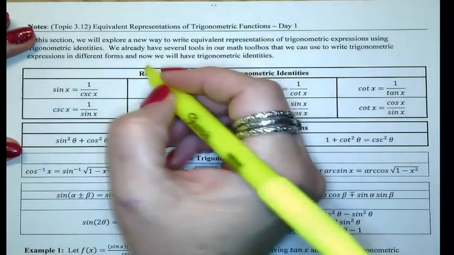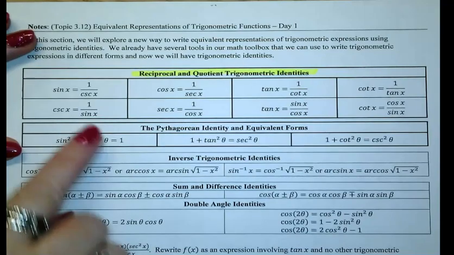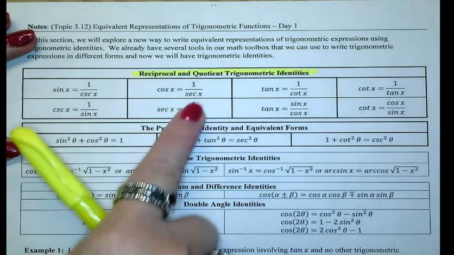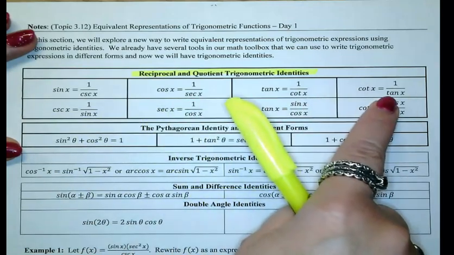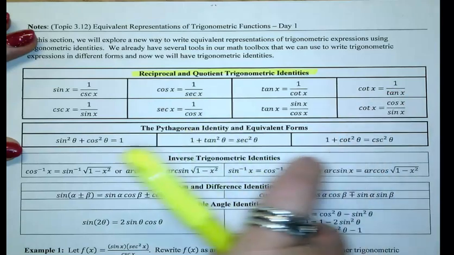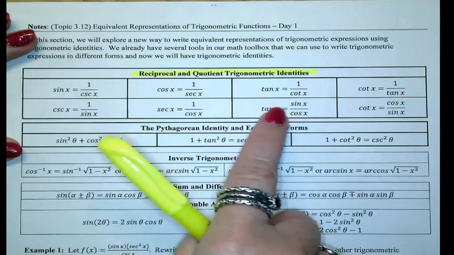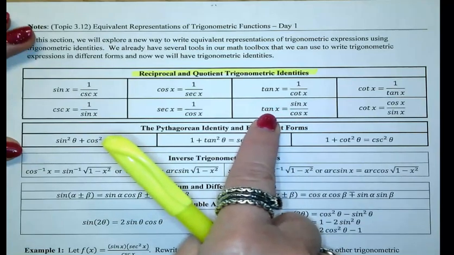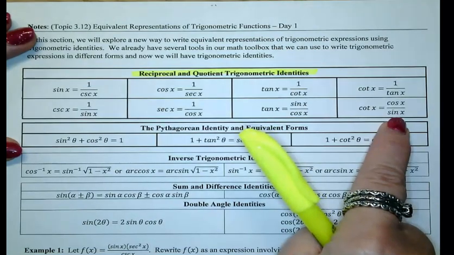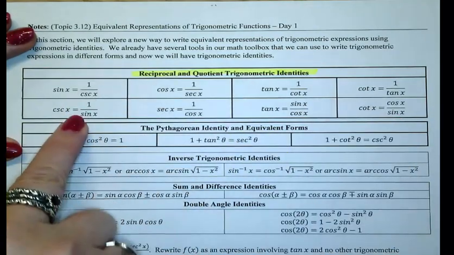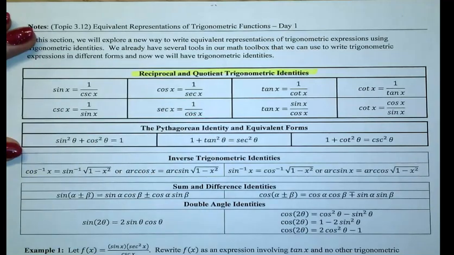The first set are reciprocal and quotient trig identities, which you already know. We know that sine is 1 over cosecant, cosine is 1 over secant, tangent is 1 over cotangent, cotangent is 1 over tangent. And because tangent is sine over cosine, cotangent has a quotient form as well, which is cosine over sine. Then cosecant is the reciprocal, 1 over sine, and secant is 1 over cosine.